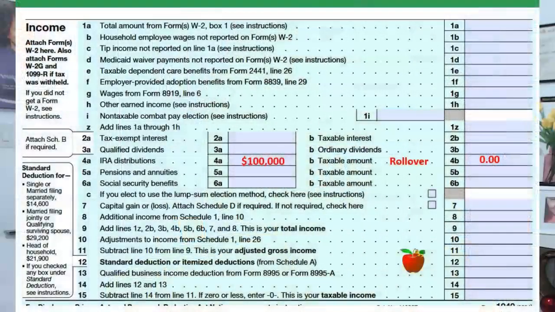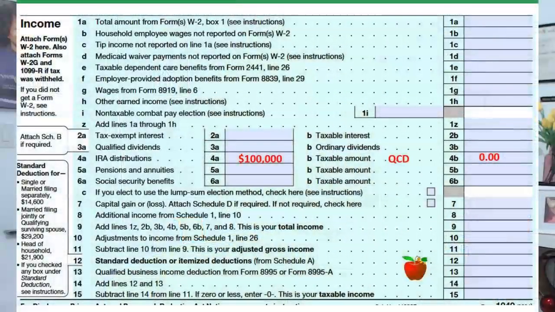In all 3 instances, the gross amount is reported on line 4A of the 1040, and any amount that's excluded from income is not included on line 4B. For the distribution of basis, Form 8606 is used. For the rollover, the word rollover is inputted to the left of line 4B, and for qualified charitable distributions, QCD is inputted to the left of line 4B.